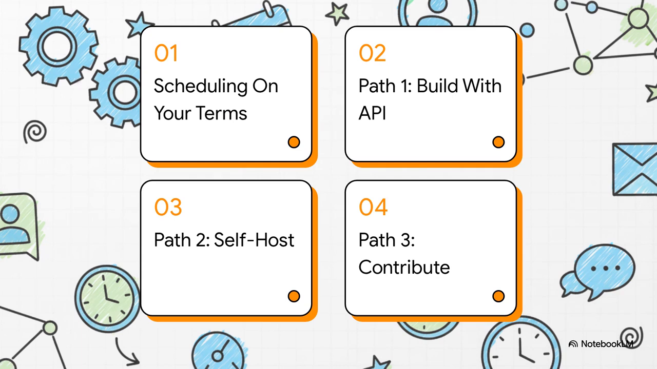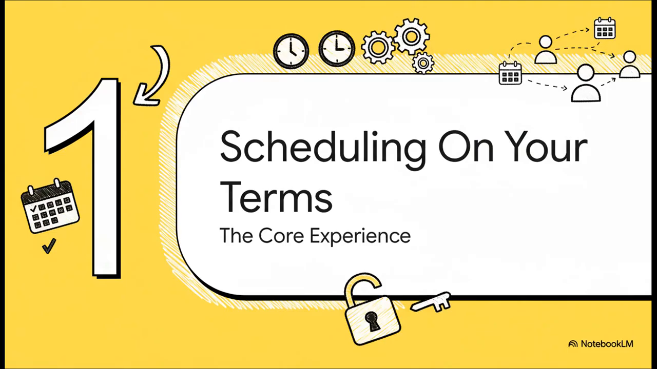So here's the game plan for this explainer. First, we'll look at the basic experience, how it makes scheduling easy for anyone. Then we're going to get into the really cool stuff, the 3 different paths for developers and power users. Building with the API, self-hosting for total control, and even contributing directly to the code. All right, let's start with that core promise, scheduling on your terms.